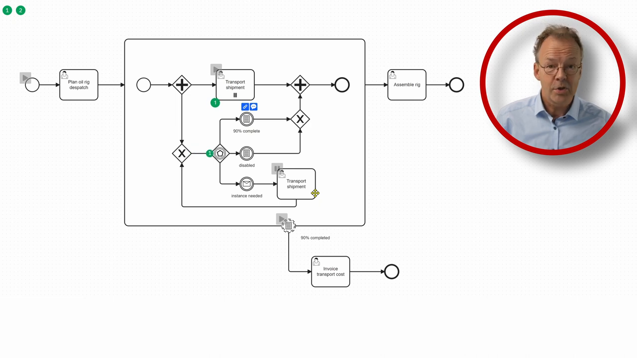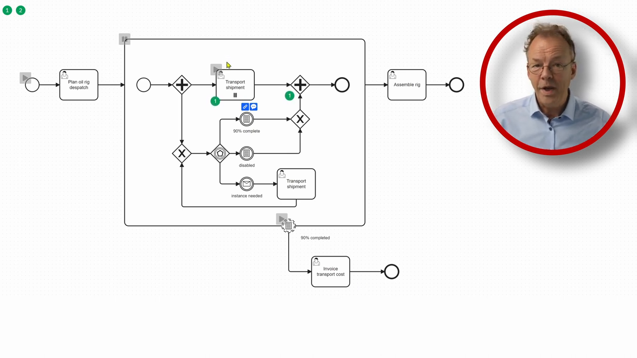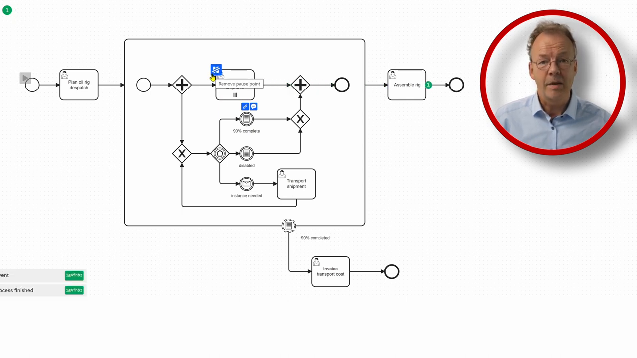So we create another transport shipment instance and yet another one until either transport shipment is completed 90%, or we can disable this creation of additional instances here. Let's say now we have reached 90%. So we go here, and we also have this non-interrupting boundary event. So after 90% are completed, we can invoice transport cost, and then we have to wait until all the transport shipment instances are completed until we can assemble the rig.